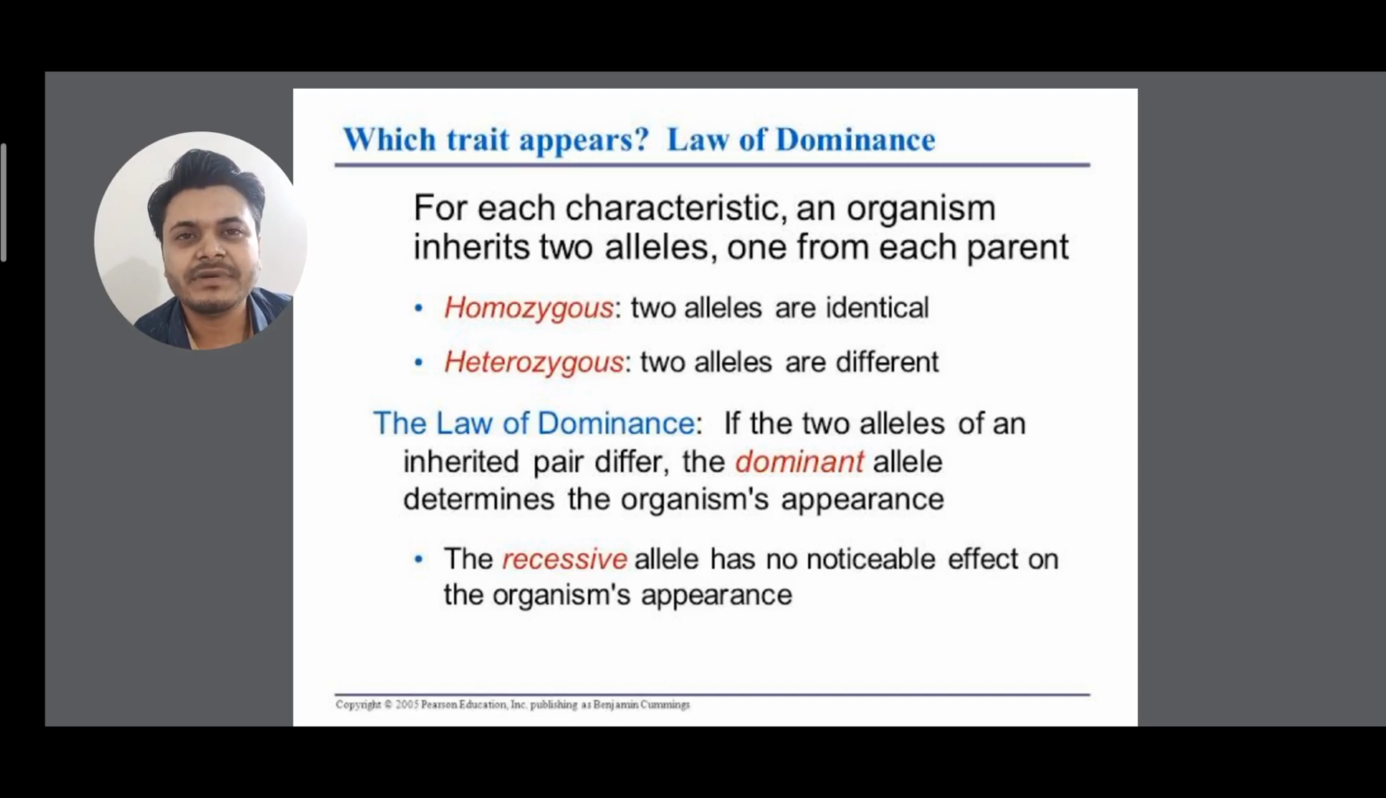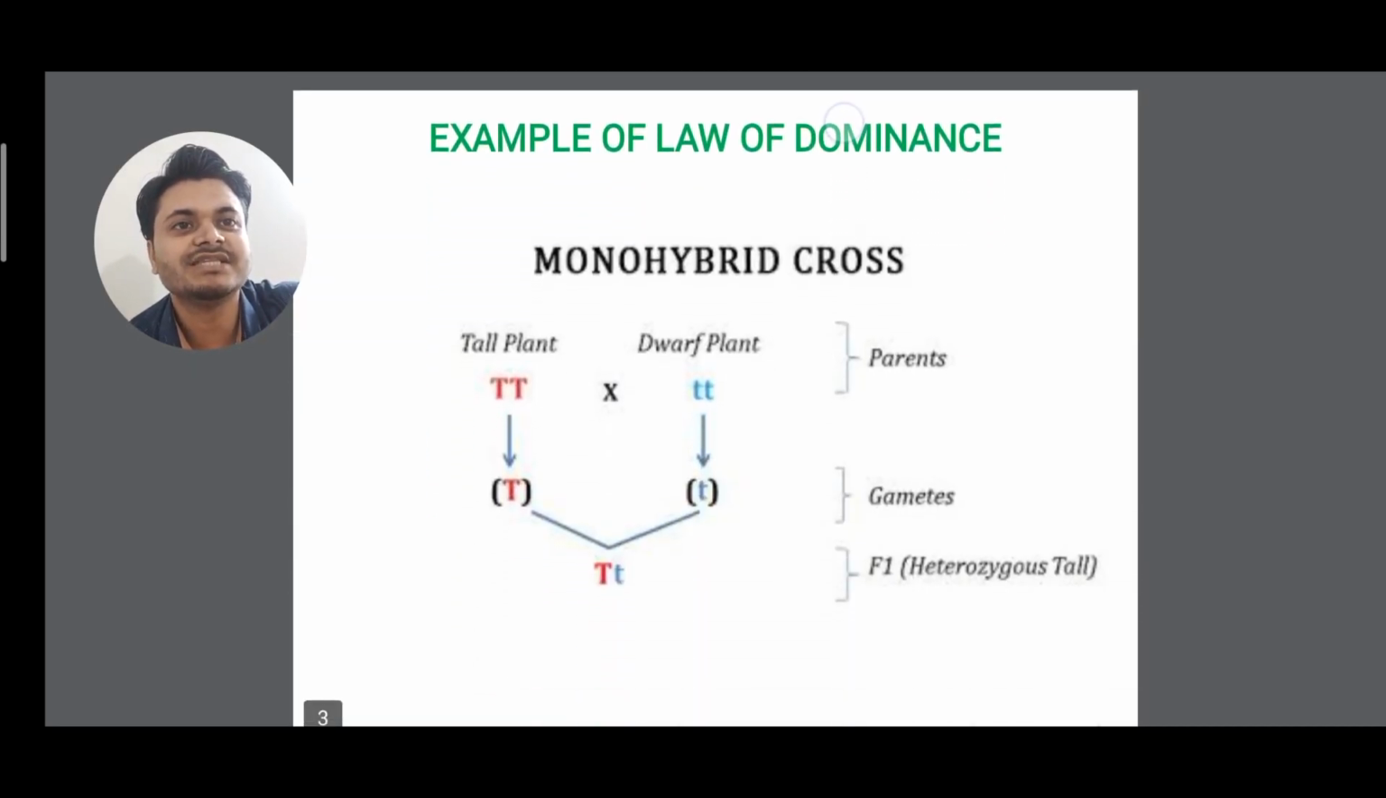Clear? That means, for example capital T small t, capital T is for tall and small t is for dwarfness, but the phenotype that will be produced will be a tall plant because here capital T is dominant over small t. Clear? So the recessive allele has no noticeable effect on the organism's appearance. So you can see the example of law of dominance as I have stated just now.